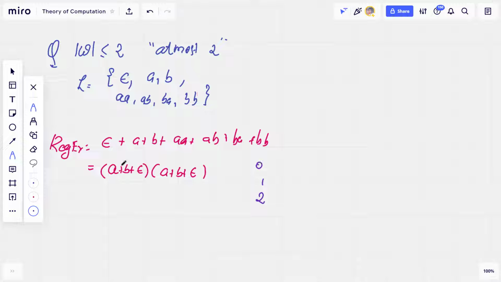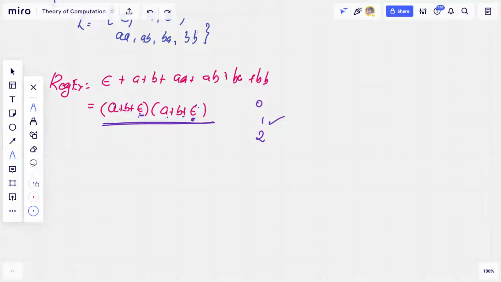If you want to generate 0 length string, you take epsilon here, right? So this is what a or b or epsilon followed by a or b or epsilon means. This is what this regular expression means, right? If you want to generate 0 length string, just take epsilon in both of them. If you want to generate 1 length string, you take a here and epsilon here, b here and epsilon here, or epsilon here and a here, epsilon here and b here. It will generate 1 length string. If you want to generate 2 length string, you don't take epsilon in either of the places, and then you can generate 2 length string.